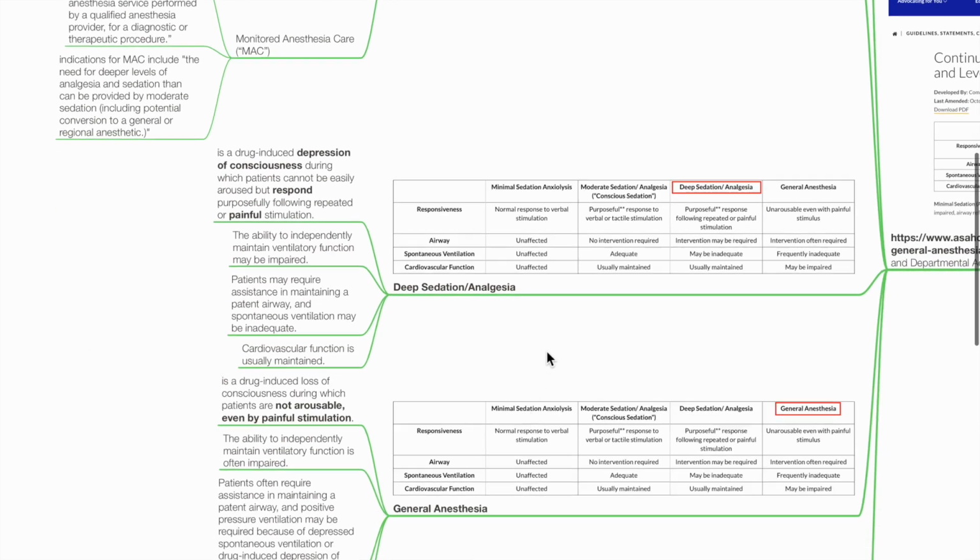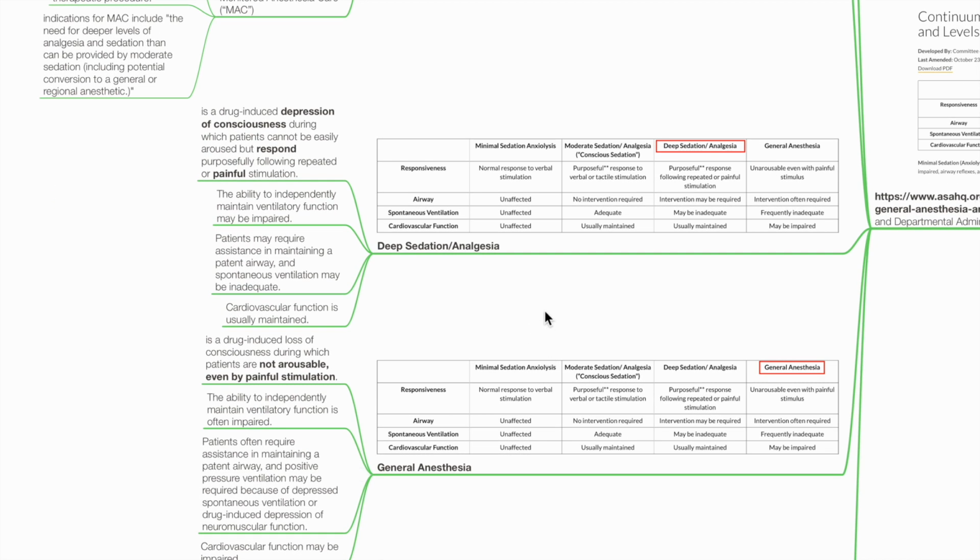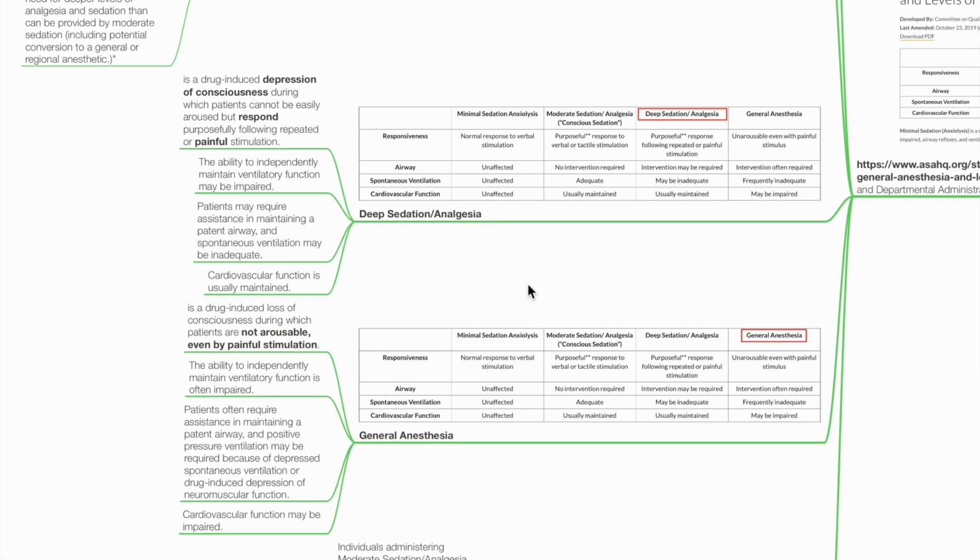Deep sedation or analgesia is a drug-induced depression of consciousness during which the patient cannot be easily aroused, but responds purposefully following repeated or painful stimulation. Ability to independently maintain ventilatory function may be impaired. Patient may require assistance in maintaining a patent airway. Spontaneous ventilation may be inadequate. CVS function is usually maintained.